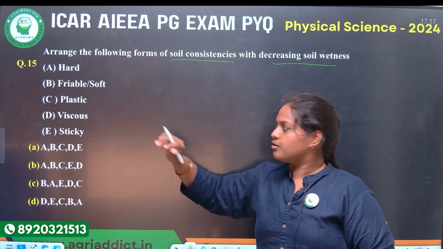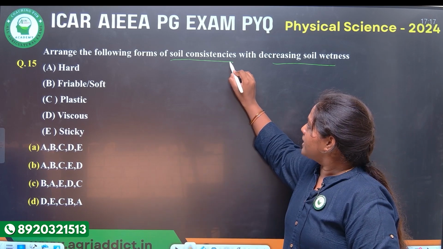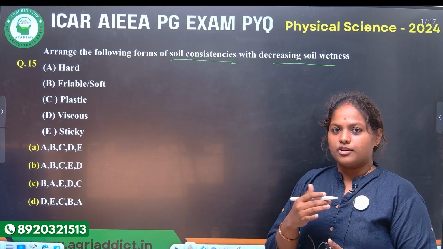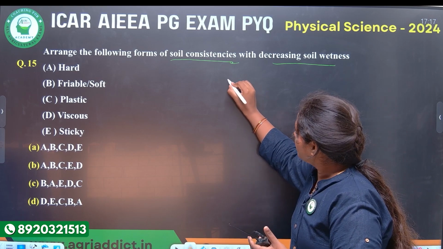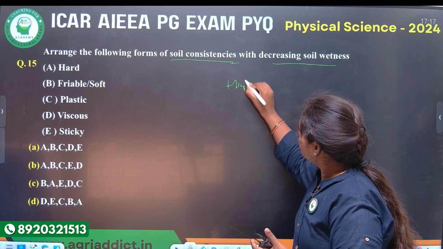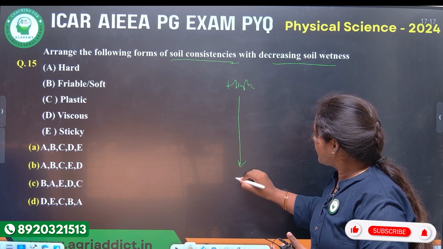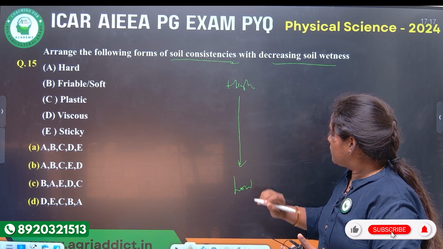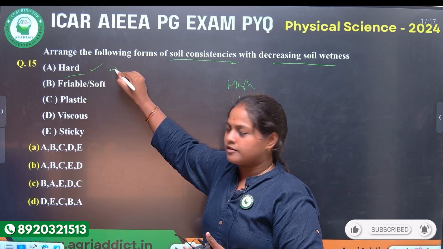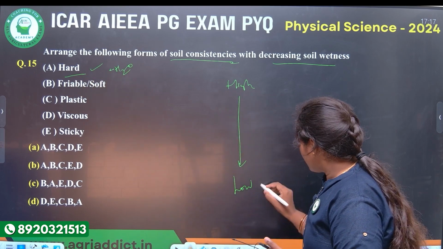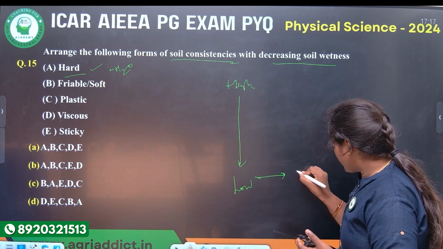So moving on to question number 15. The soil consistencies with decreasing soil wetness. That means we have to arrange this consistency order from the order of high moisture to low moisture. High to low. Let us arrange. Hard. Hard means water is negligible, barely present here. So under low moisture, we are going to write hard.